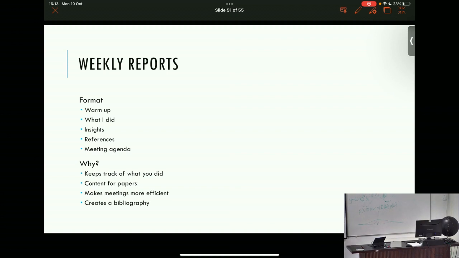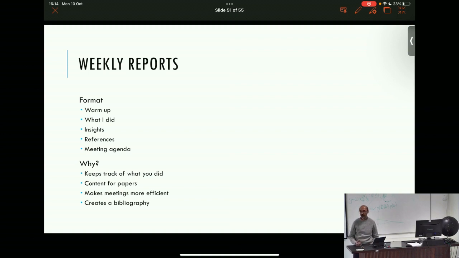Now, why is there a warm-up? This warm-up, what big project are you working on? It has 2 purposes. One is, this is meant for supervisors who have a lot of students and may not remember what you're working on. So that's a problem, and you want to remind them what you're doing. And second, by reinforcing the big picture, it helps you to keep track of the forest, not just focus on the trees. You want to know what the big picture is, and that's what the warm-up reinforces over and over again. And then what I did, that's just a report of what you did.